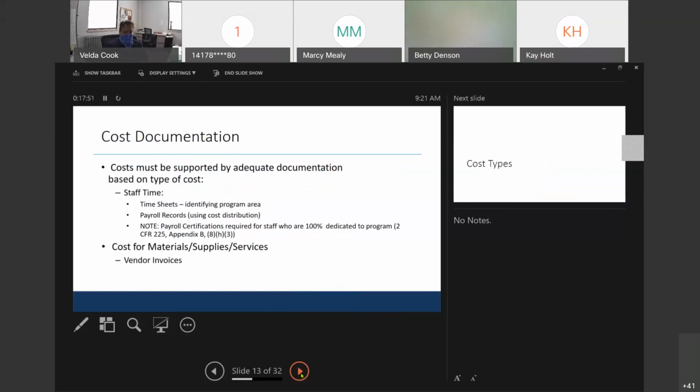Cost documentation. So costs must be supported by adequate documentation based on the type of cost. So this will also be specifically relevant to the entity that's delivering the activity delivery. So we do want to see staff time, timesheets, payroll records, costs for materials, supplies, and services. This is important to relate to needing explanation of who would be involved, right?